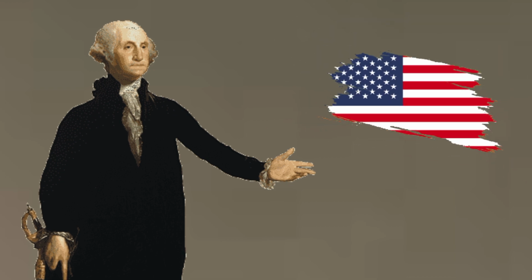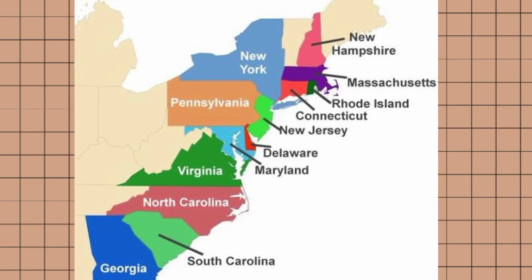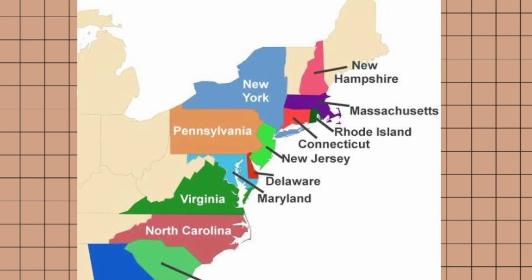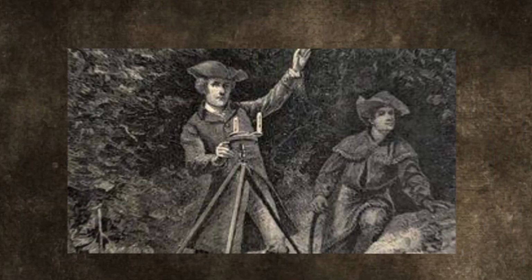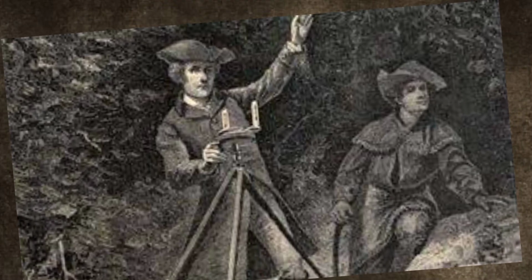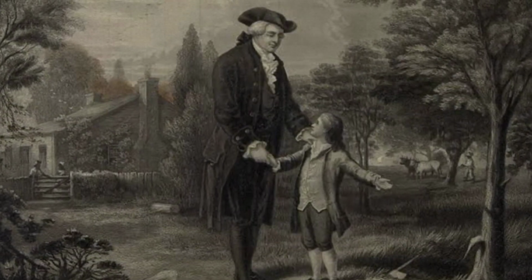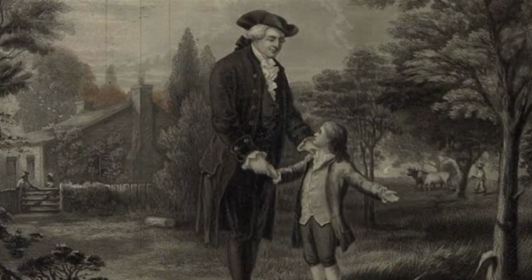There was no United States yet, just 13 British colonies. His birth was during the reign of King George I of Great Britain. Washington's early life on a Virginia plantation laid the foundation for his future leadership in the American Revolution and as the first president of the United States.